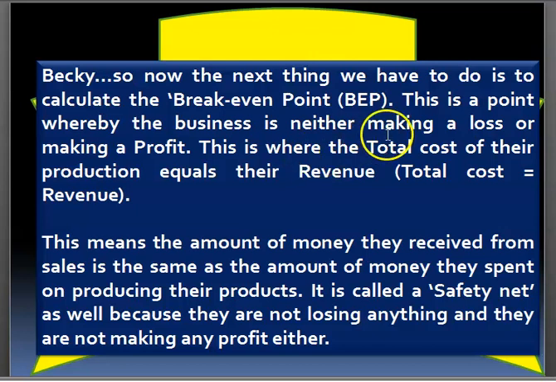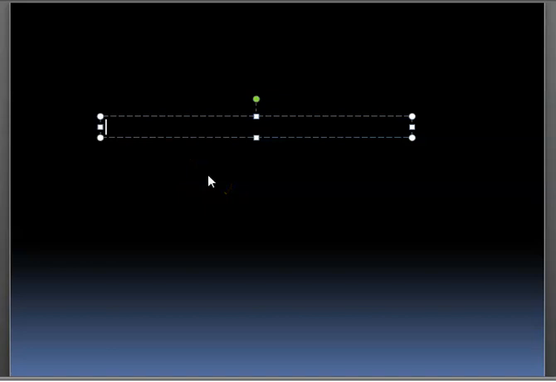This is where the total cost of the production equals their revenue. Total cost equals revenue. Let me just write it down here somewhere. So the business wants to know at which point the business spent total cost. Remember, total cost is a combination of fixed cost plus variable cost.